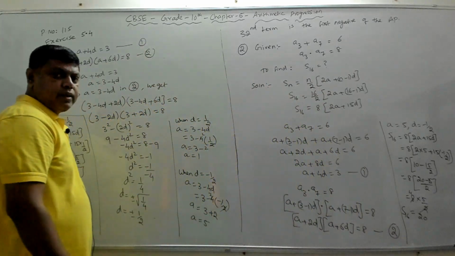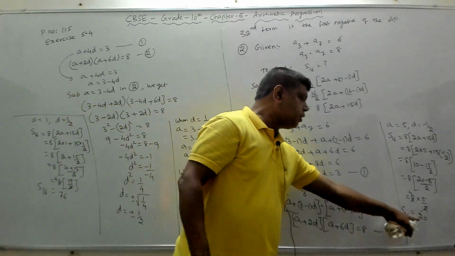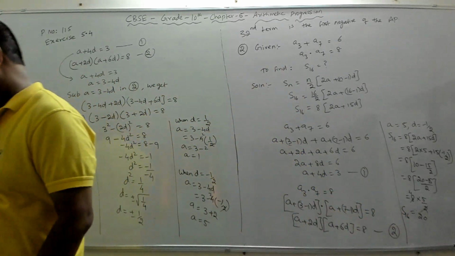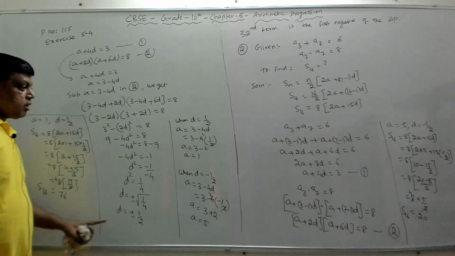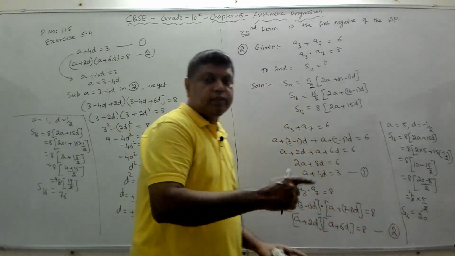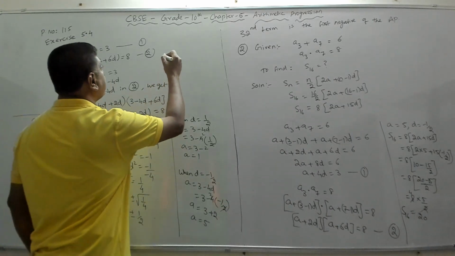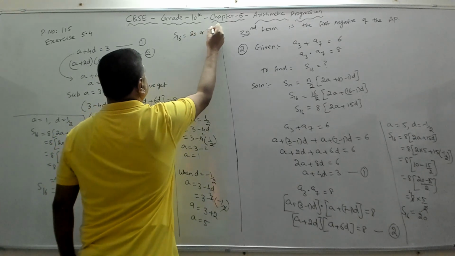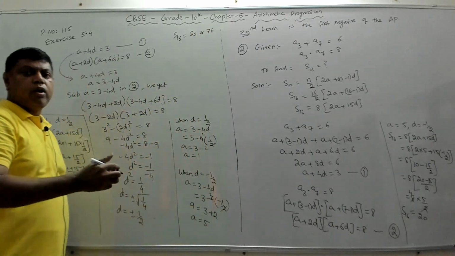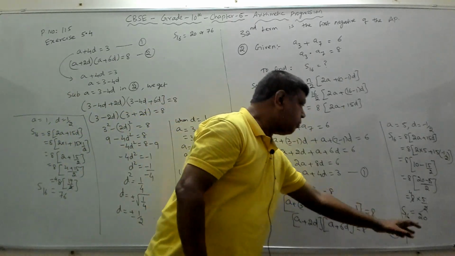So your answer is either S is 76 or S is 20. The sum of 16 terms is either 76 or 20. So you have to write both the answers. You should say S16, so finally I will write S16 equal to 20 or 76. This is the answer.